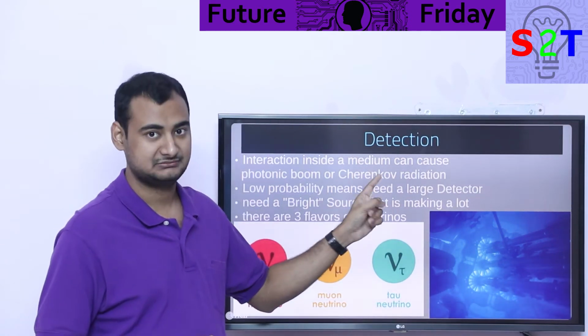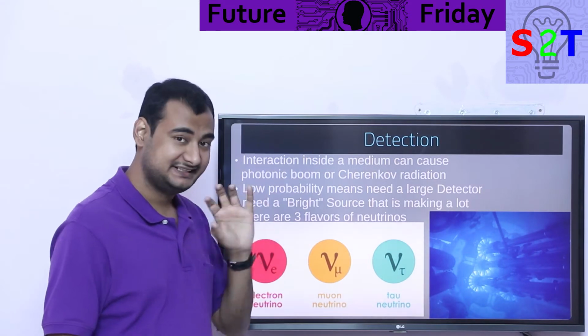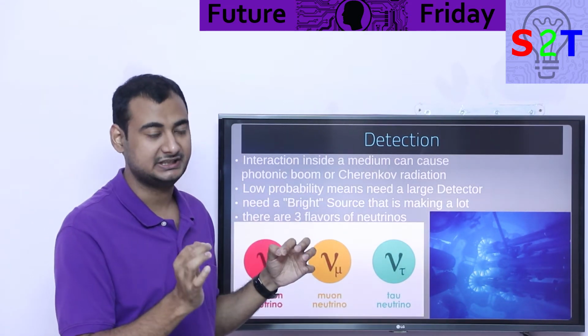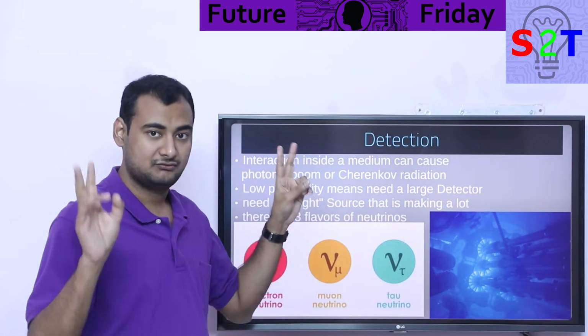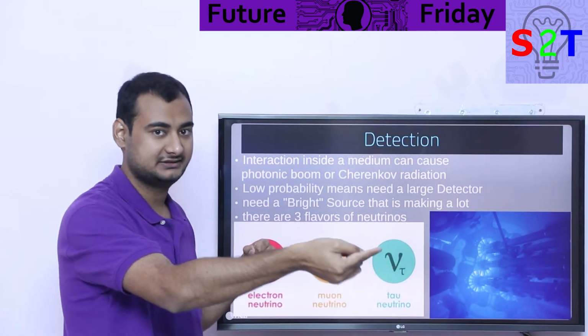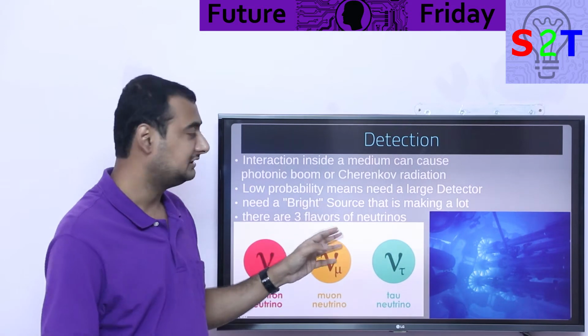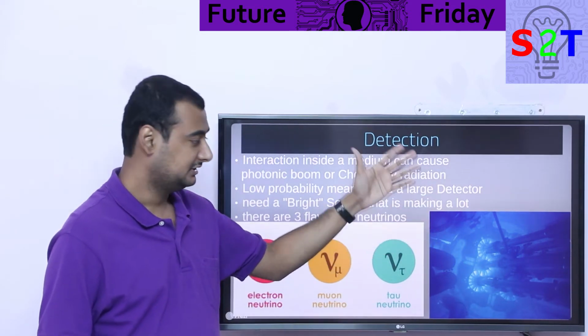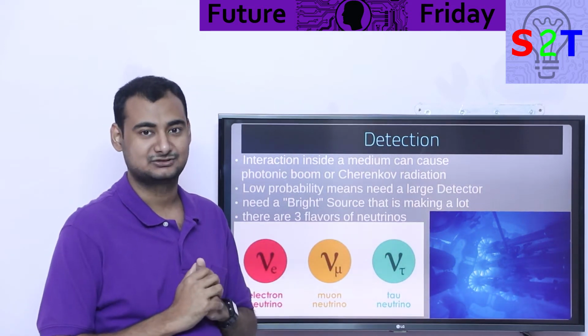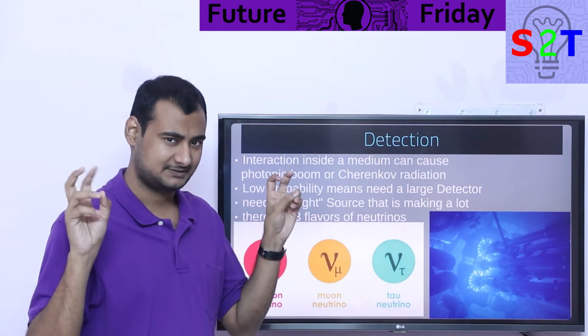Interaction inside a medium is necessary. Why? Because if you have an interaction, let's say it interacts with some nucleus, it will cause what we call a photonic boom, because it will travel faster than light inside that medium. So it will cause the photonic boom, or the technical name being Cherenkov radiation. So when you see Dr. Manhattan in comic books, and you wonder why the heck that specific blue color?